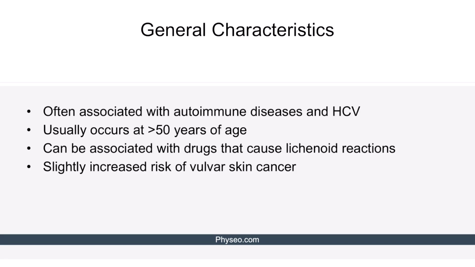Lichen planus is a dermatologic condition that can affect the vulvar area and other areas of the body. It's often associated with autoimmune diseases and HCV infection and typically occurs in patients greater than 50 years of age. It can also be associated with medications that cause a lichenoid drug reaction, such as beta blockers and thiazide diuretics. However, it's important to note that while these lesions appear similar to lichen planus on physical examination, they're not histologically identical. Lichen planus is also associated with an increased risk for skin cancer of the vulva.